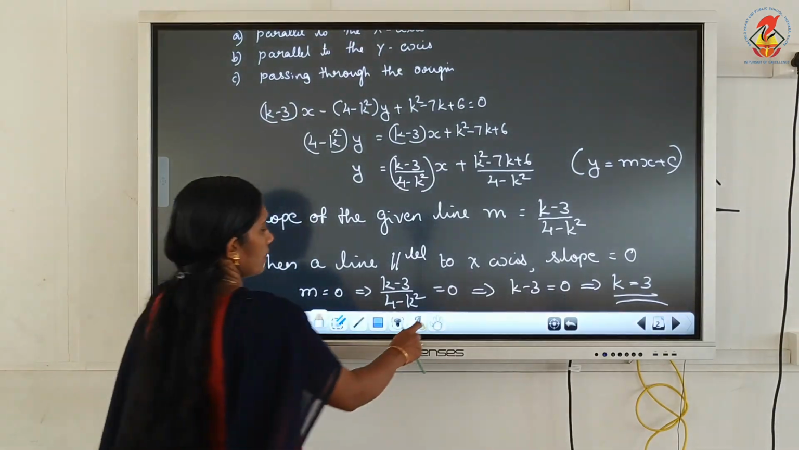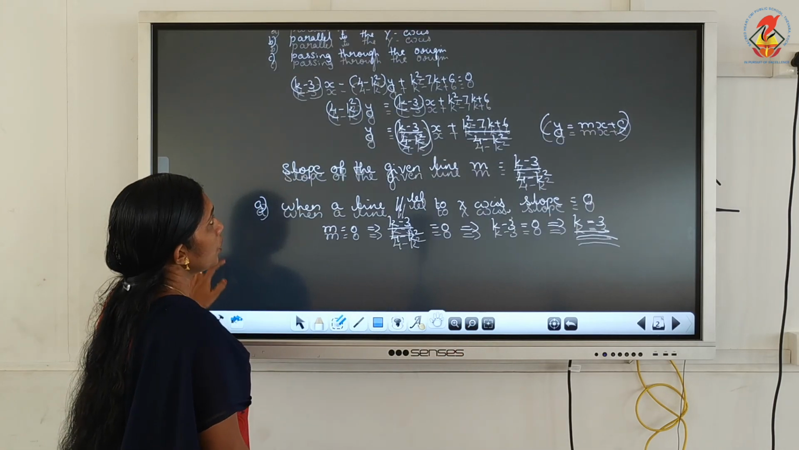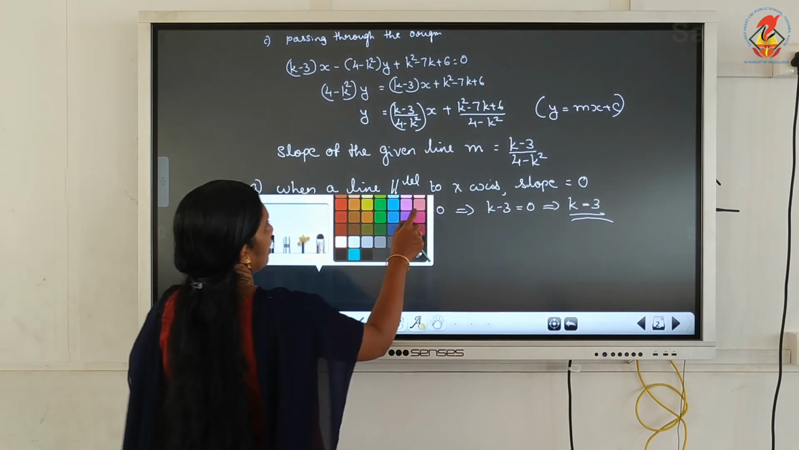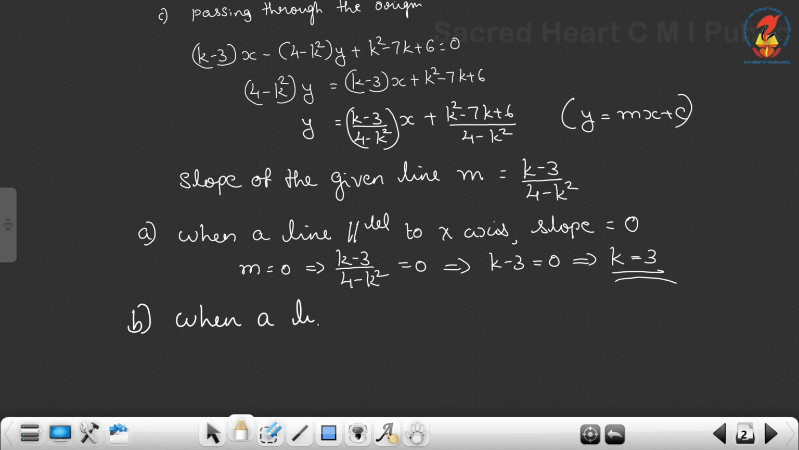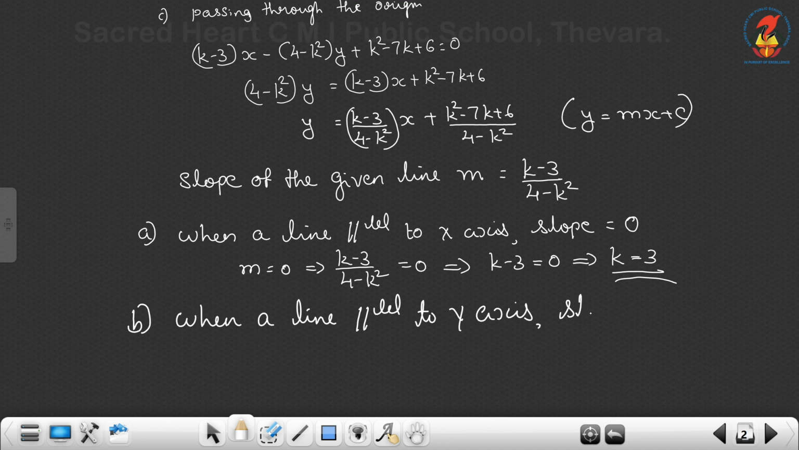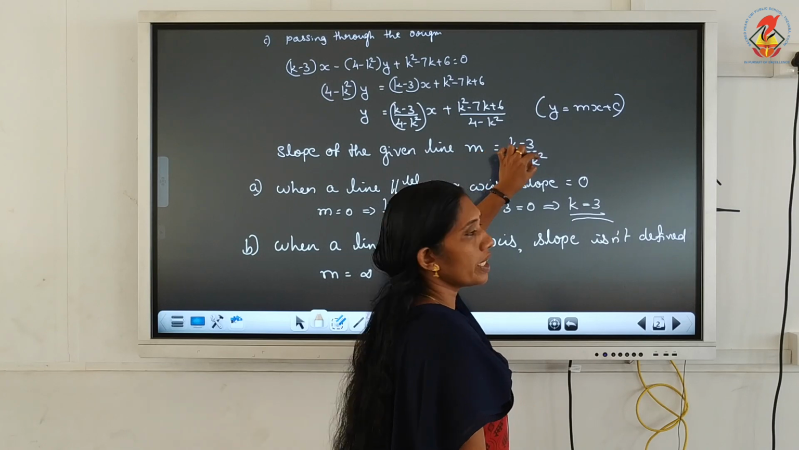The same way we can do the second one. The line is parallel to the y-axis. So, when a line is parallel to the y-axis, what is the condition? For a line parallel to the y-axis, slope is not defined. Not defined means we can write m as infinity. M as infinity means m is this one, (k minus 3) by (4 minus k square).